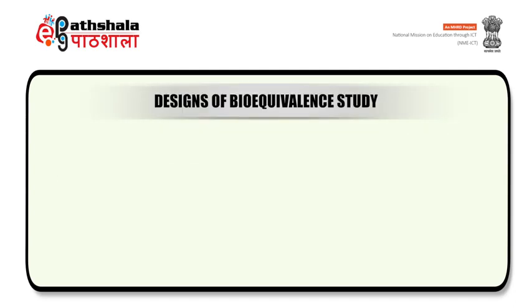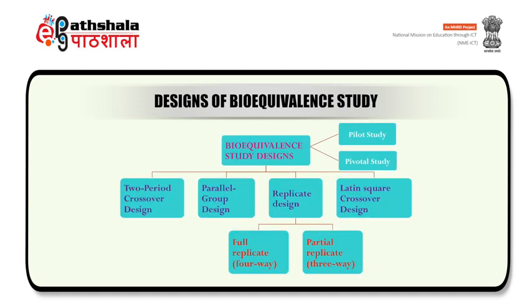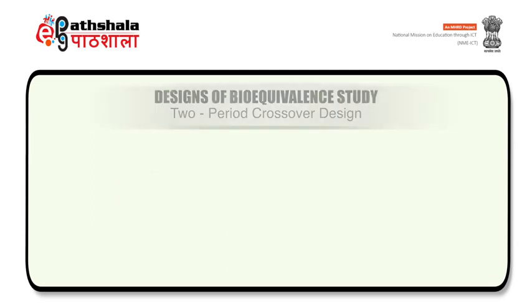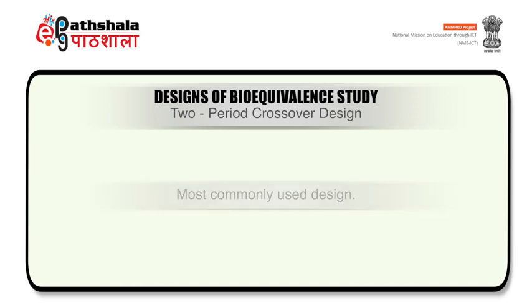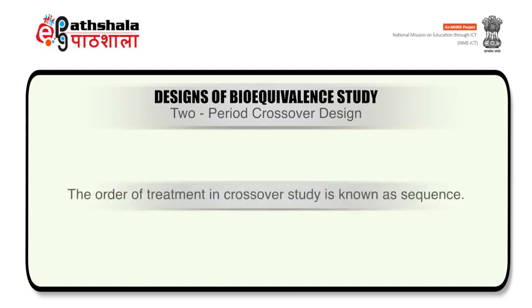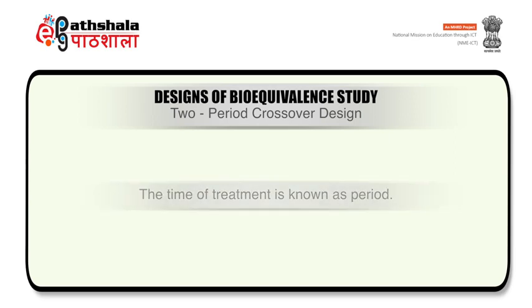Let us understand about the bioequivalence study. Bioequivalence study is designed in such a way that the effect of two formulations can be compared and distinguished. There are different designs for bioequivalence study. The first is a two-period crossover design. It is the most commonly used design. In this, two formulations are compared randomly and is a single dose crossover study. The order of treatment in crossover study is known as sequence, and the time of treatment is known as period. It has two periods and two sequences.